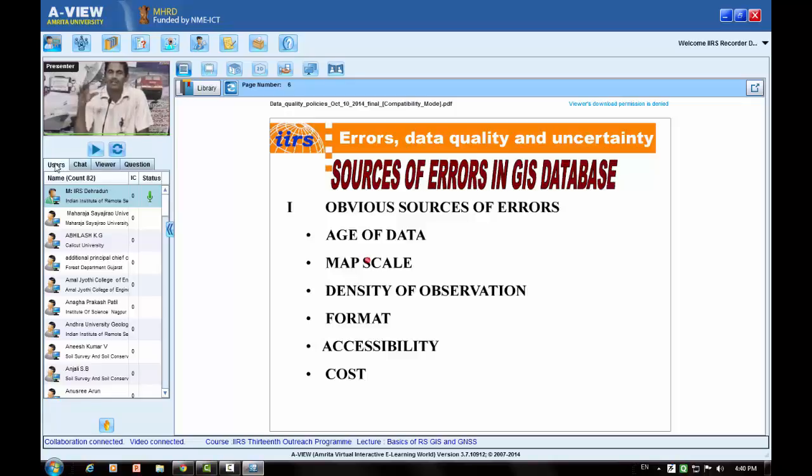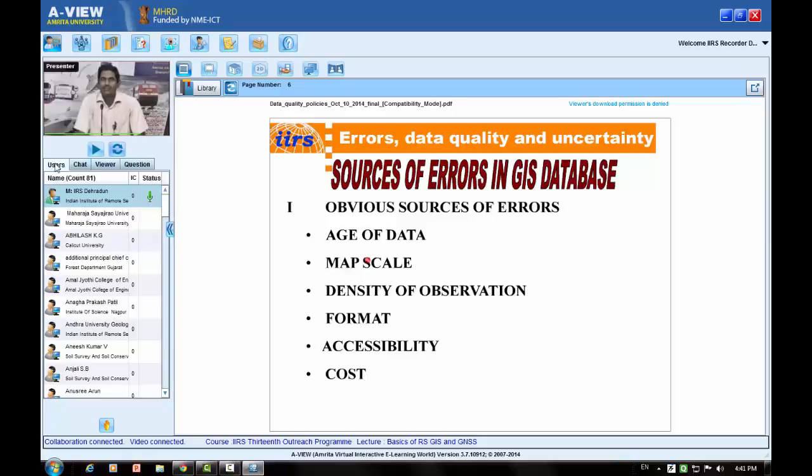Suppose I am making a digital elevation model, and I am collecting the points from the ground. The distribution of those points, how they are distributed, densely or sparsely, means your accuracy of the final DEM also depends upon the density of observations. And then there is format. A simple example is conversion from one format to another, or from one projection to another projection. Then also your accuracy changes.